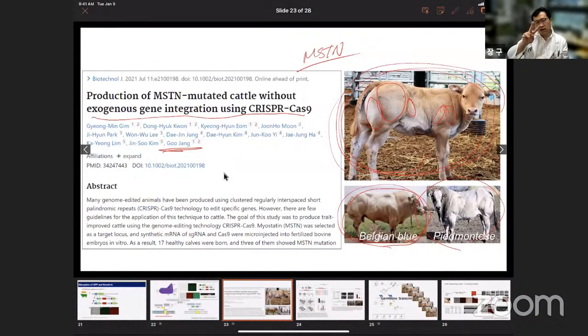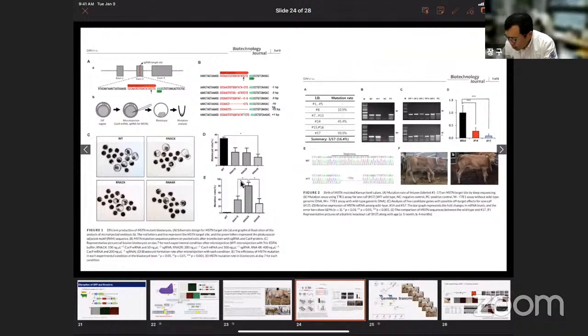But in only 2 years, we generated a similar mutation. Following their paper, we designed the exon 2 mutation in myostatin and injected guide RNA, designed to reduce integration. Then we analyzed the blastocysts and could see a lot of mutations. Only 12 mutation-sequence embryos were implanted and grown. And we produced three MSTN-mutated calves.